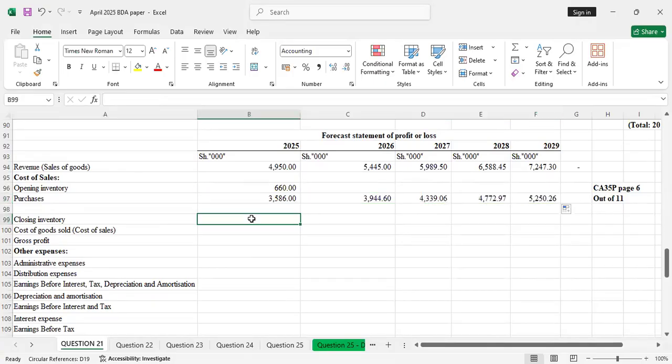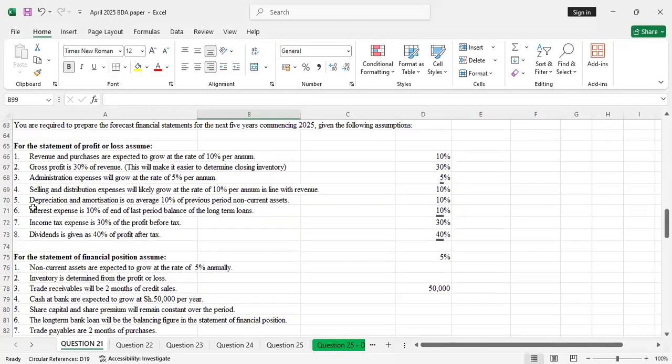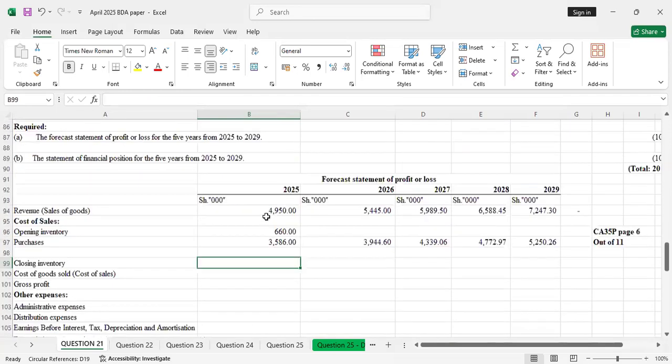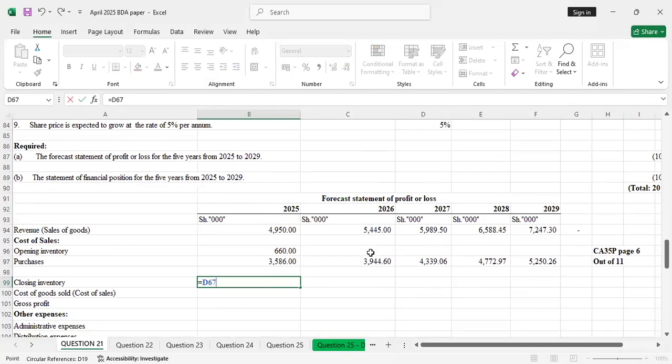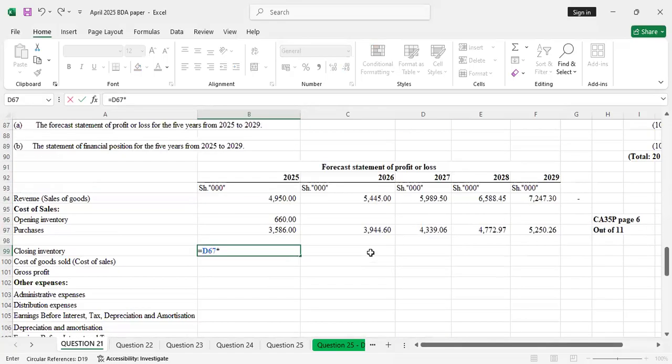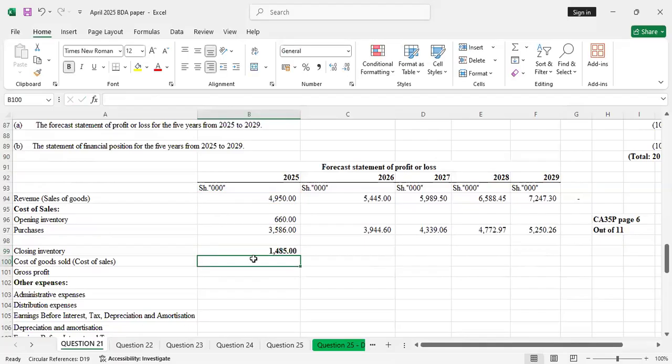So we go to closing inventory. We're told that the gross profit will help us to calculate the closing inventory. We're told that gross profit is 30% of the revenue. This will make it easier to determine closing inventory. So just equals to 30% times the revenue. It will be that way throughout the forecast period. So I'll lock that 30% completely so that I can drag. Enter. Sorry, let me undo that. Yeah, that's gross profit.